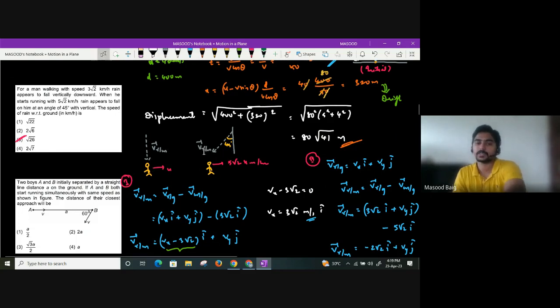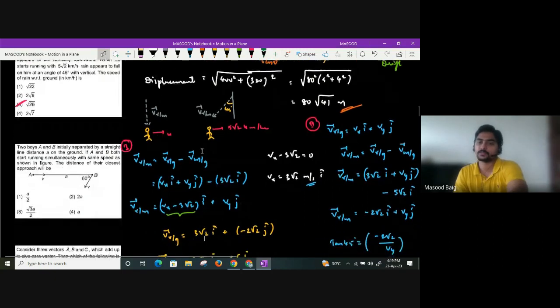So what I have done, basically velocity of rain with respect to man will be velocity of rain with respect to ground minus velocity of man with respect to ground. I have assumed velocity of rain with respect to ground as Vx i cap plus Vy j cap. Okay. So what did we write? Velocity of rain with respect to man, in first case, we will get as Vx minus 3 root 2 i cap plus Vy j cap. In first case, how is rain falling? Vertically downwards.